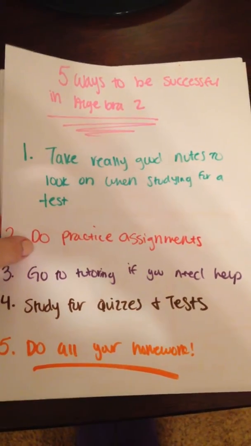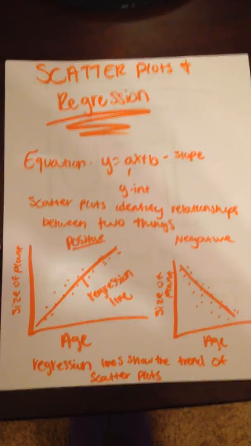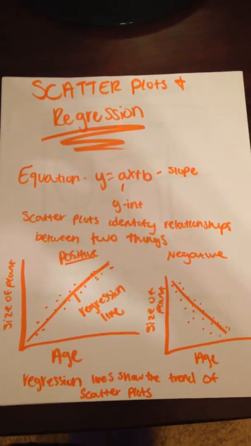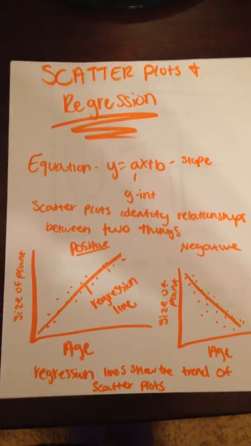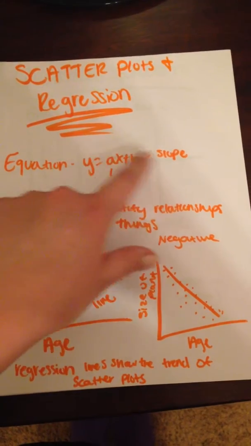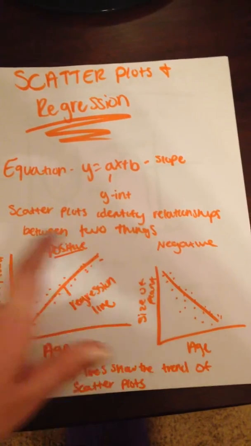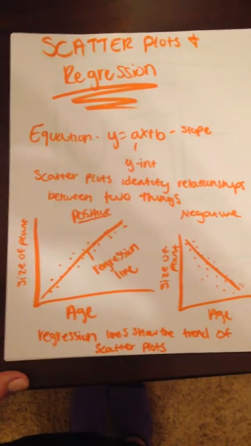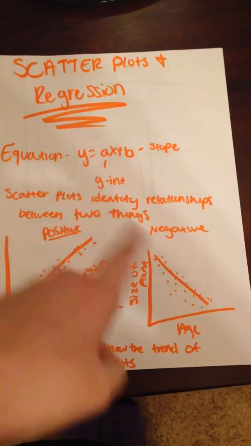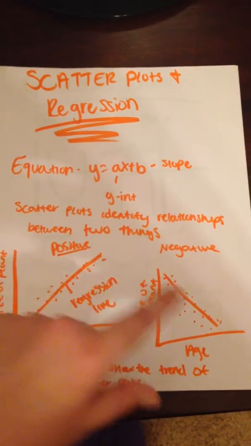The first thing I'm going to begin on from quarter 1 is scatter plots and regression. Scatter plots and regression are just the trends of data that is given to you. The equation for scatter plots is y equals ax plus b, and b is the slope and a is the y-intercept. And the scatter plots identify relationships between two things. A positive scatter plot graph goes up and negative goes down. The line you see here is the regression line that determines whether it is positive or it is negative.